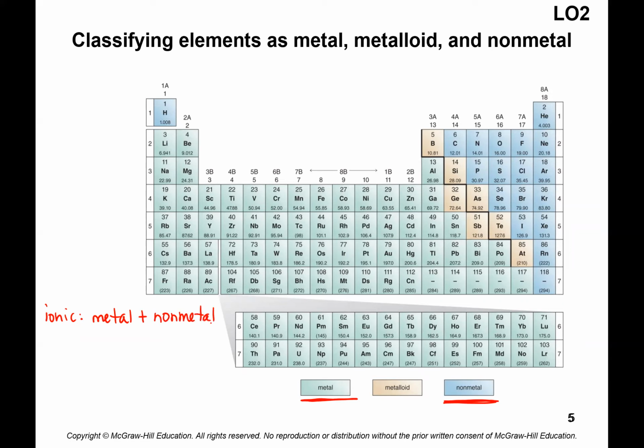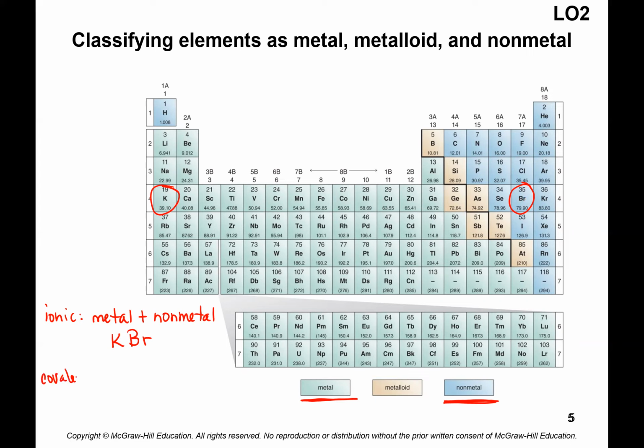Okay, so what would this look like? Well, for example, I can take potassium, which is a metal, and if it bonds to bromine, which is a nonmetal, I would have KBr. Okay? And I can look at this formula, KBr, and know this is an ionic compound because I can identify that potassium is a metal and that bromine is a nonmetal.